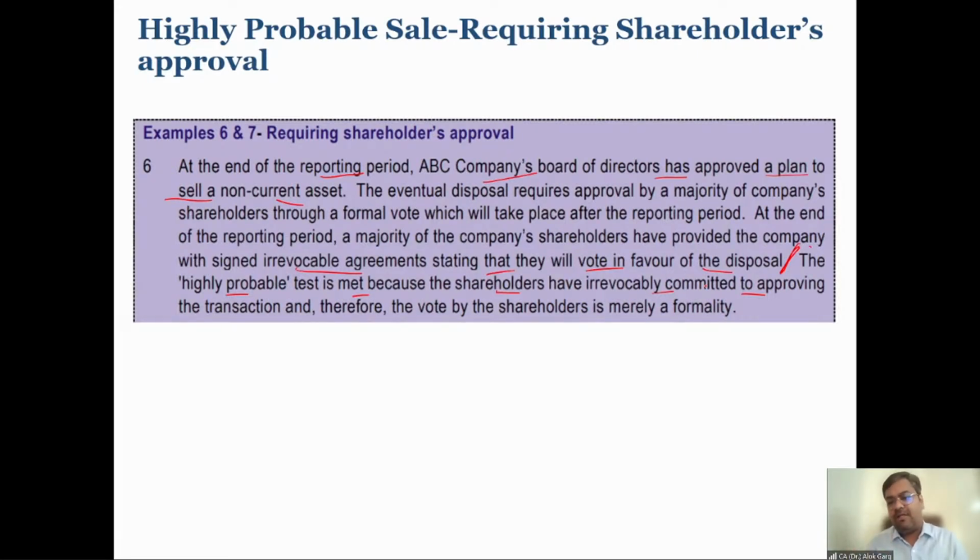Why? Because the management is committed to a plan to sell the asset. How come it is possible? Because of course it depends on the majority of the shareholder approval, which will happen after the reporting date. But these shareholders have already given their consent that they will vote in favor of this decision, right? So that is only a formality, right? And hence this asset will be classified as a non-current asset held for sale, as the highly probable test is met in terms of management being committed to sell the asset, right?